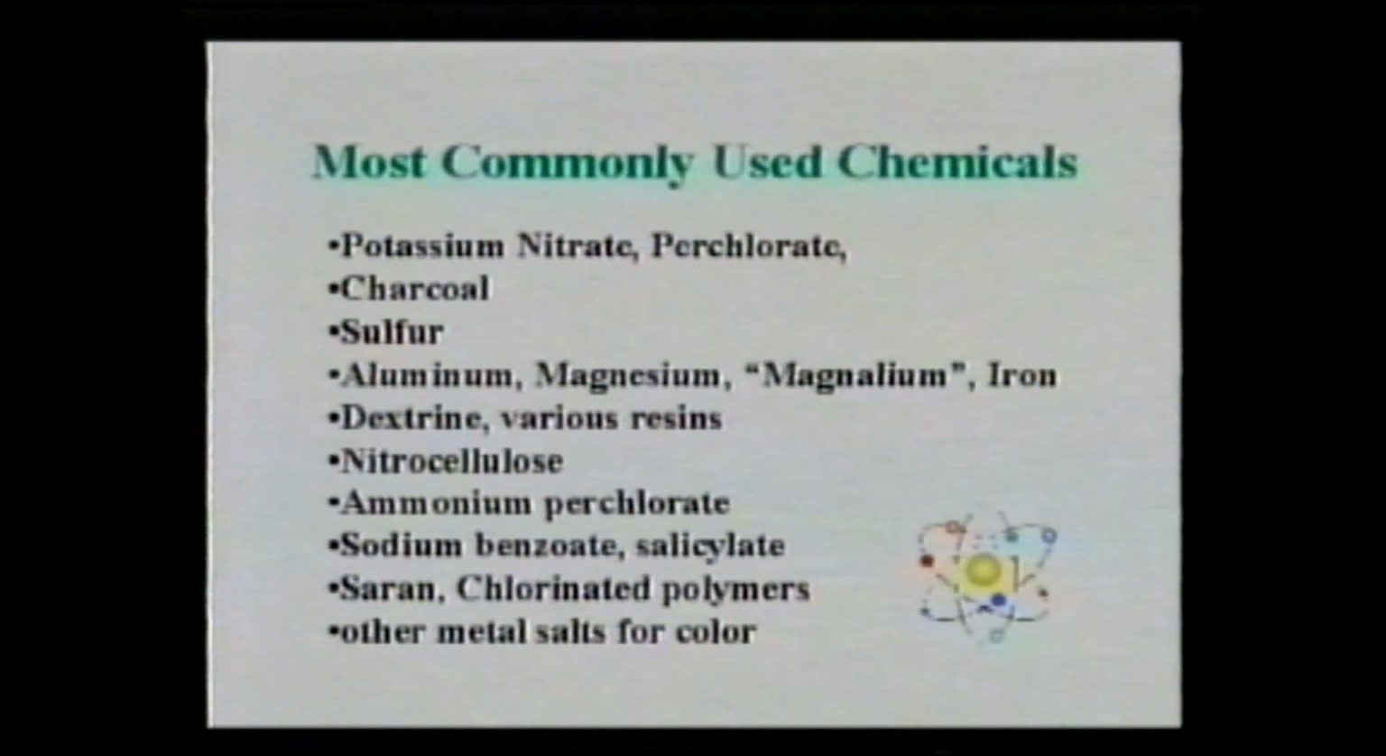The most commonly used chemicals in pyrotechnic compositions include potassium nitrate, potassium perchlorate, charcoal, and sulfur. Various metals including iron, aluminum, and magnesium, or alloys like magnesium. Dextrins, resins, nitrocellulose, cerans, chlorinated polymers, all of these things are used as additives and binders. Ammonium perchlorate is being used more often in indoor fireworks since it produces no solid oxide residues. Sodium benzoate and salicylate are used for whistling compositions, and of course other metal salts are used for colors.